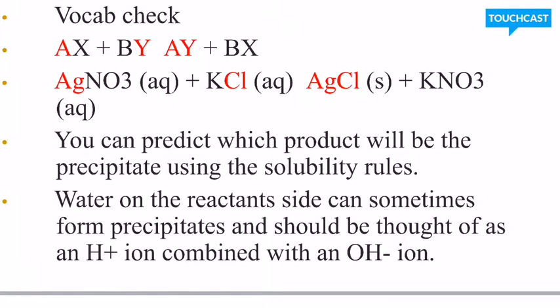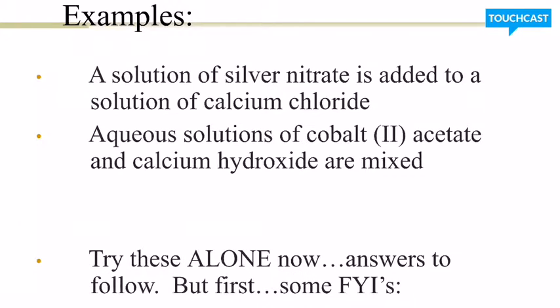But there's something that you should be aware of. Water on the reactant side can sometimes form precipitates as well. So you need to be very careful about watching and treating water as if it were, I like to call it hydrogen hydroxide. So sometimes I'll write HOH, and really what that means is H2O. So predicting your products is not too difficult of a concept.